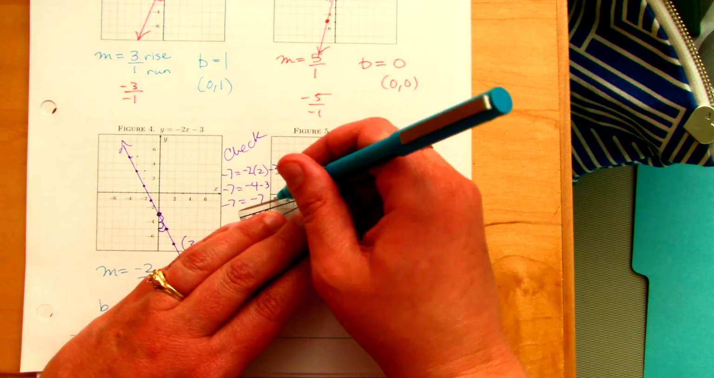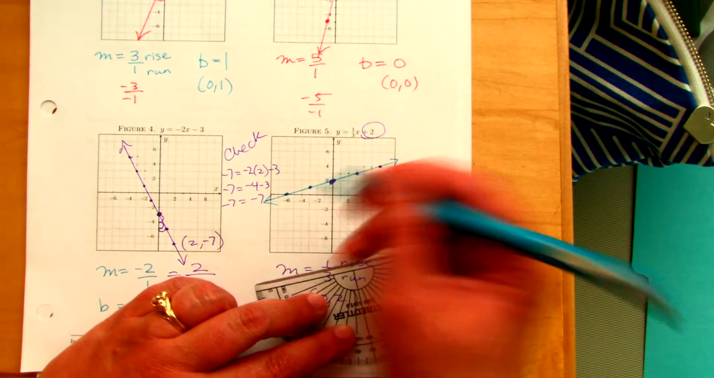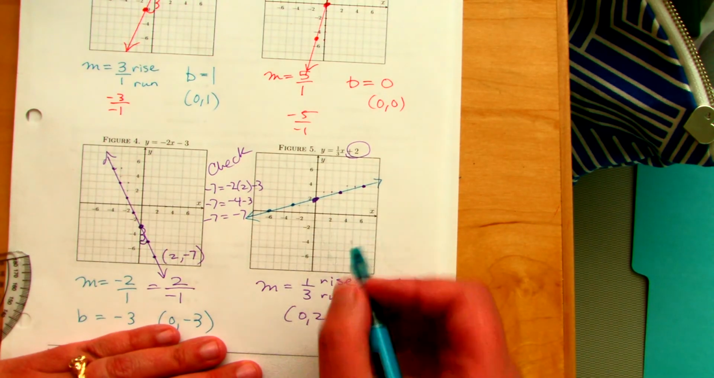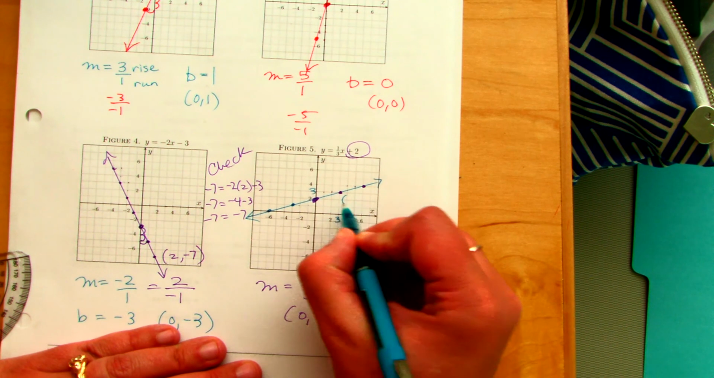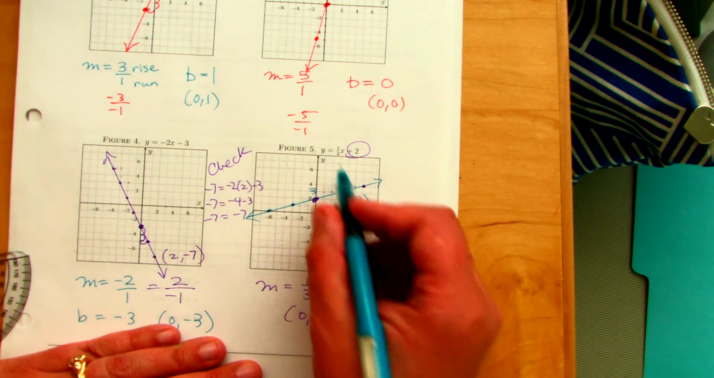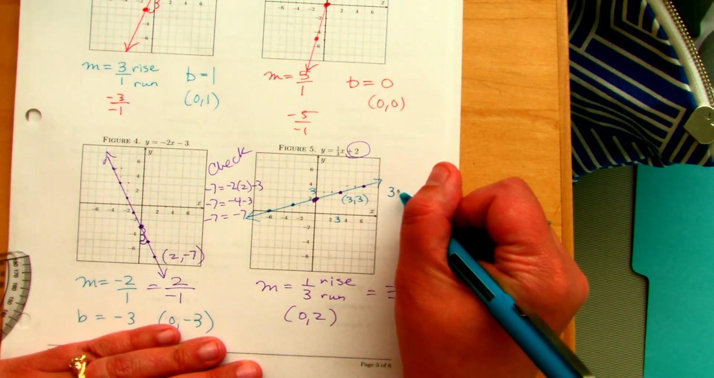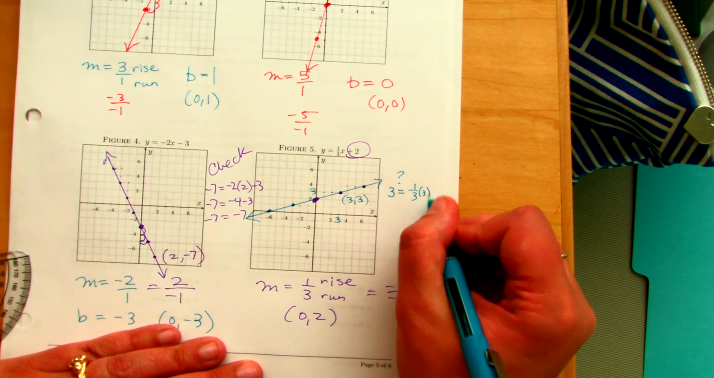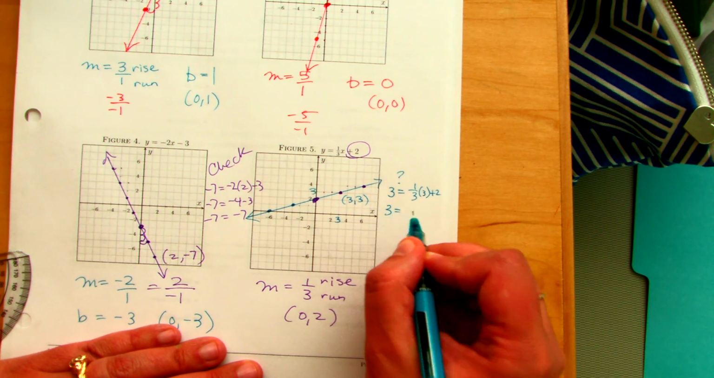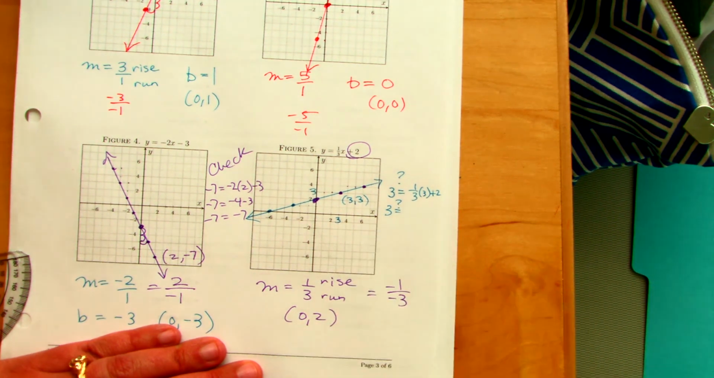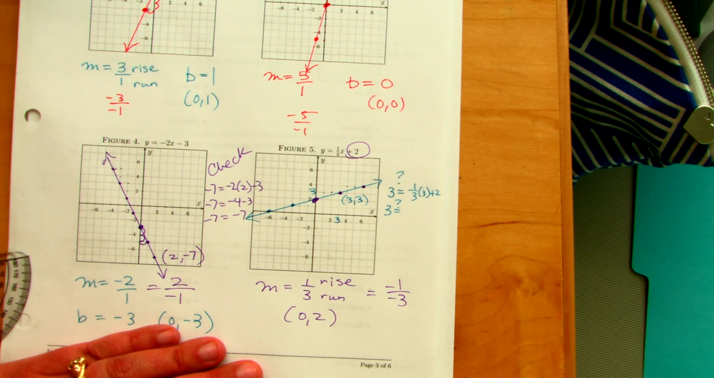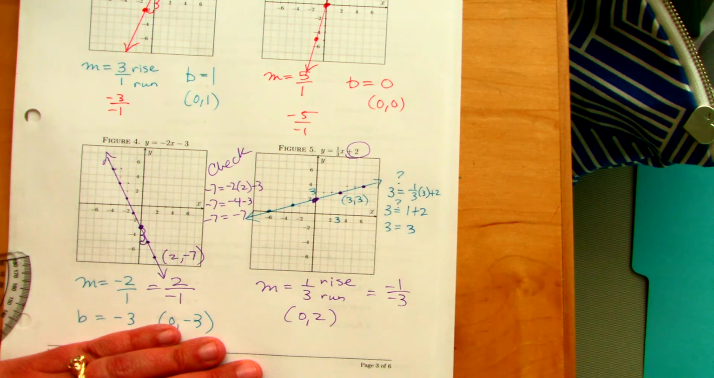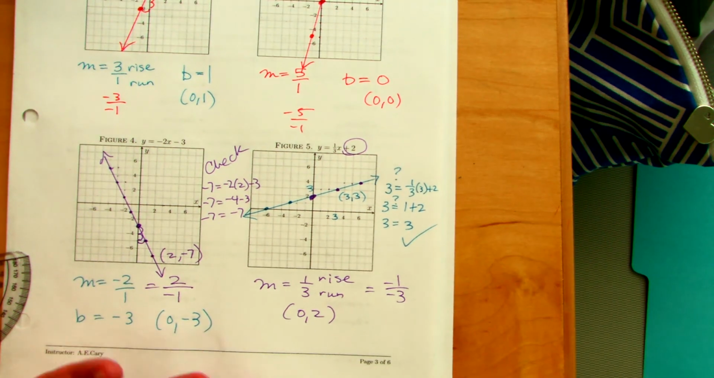And the checkpoint, even though you have a fraction and you're groaning, you don't want to do your checkpoint, I'm just going to take any point. I think positive numbers are easier to deal with. Here's 3, 3. If I want to see if that works out, I'm going to plug in 3 equals, this is my check, 1/3 of 3 plus 2. 3 equals, what's 1/3 of 3? 1. What's 1 plus 2? 3. So it worked.